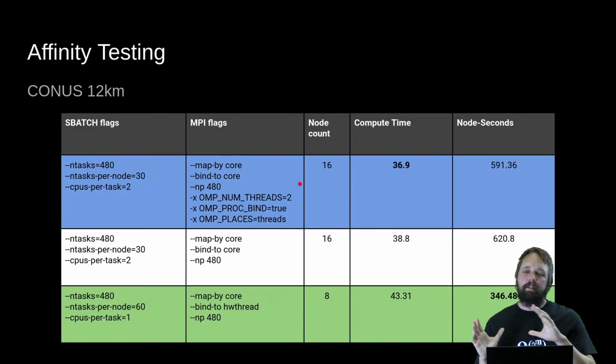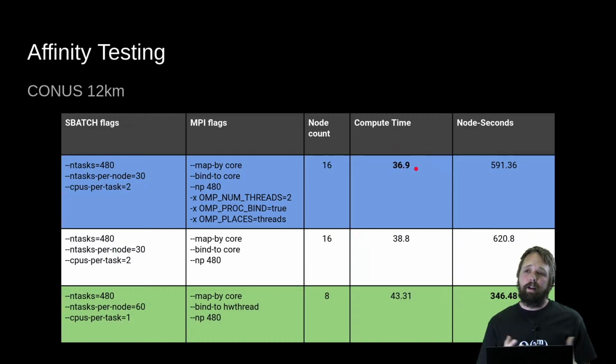What we found is that the optimal compute time was achieved if we build with MPI plus OpenMP. We give each MPI rank 2 hyperthreads, so they get a physical core, and they get 2 OpenMP threads per MPI rank. Again, each of those OpenMP threads is bound to a hardware thread. When we run this with 2 vCPUs per task, we end up with 16 nodes.